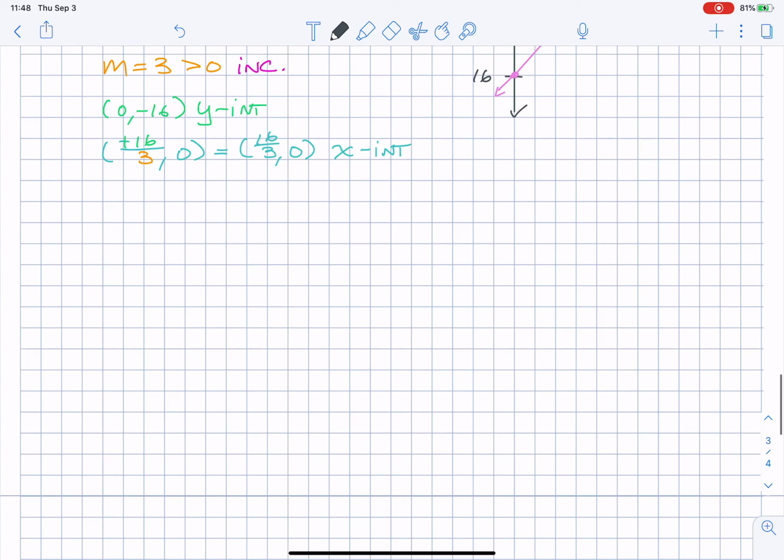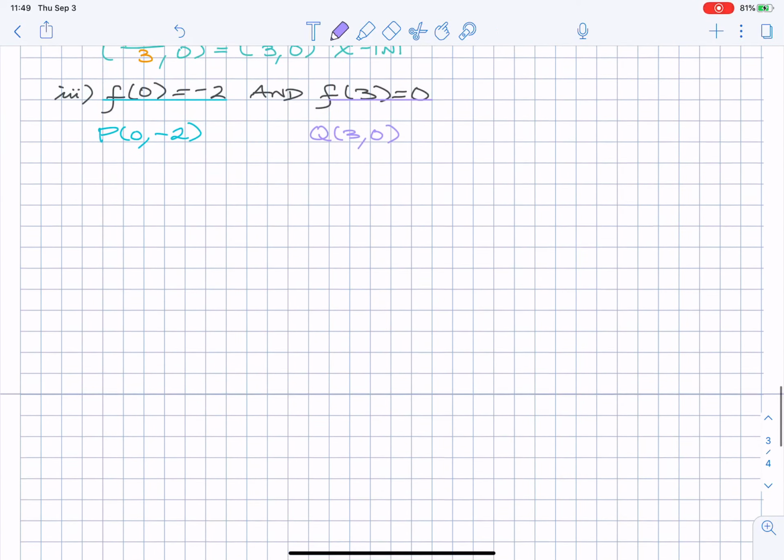Okay, so let's do a third one. So number 3, we're given that f of 0 is negative 2, and f of 3 is 0. So first I have to give you the points. So point P is going to be at input x is 0, output y is negative 2. Point Q is going to be at input 3 and output y is 0.